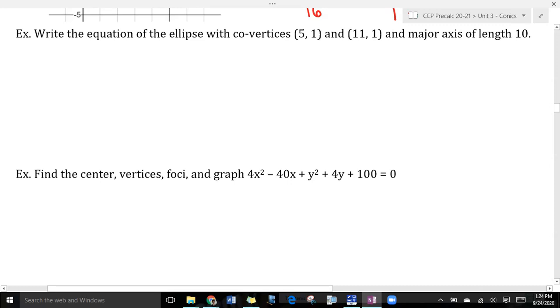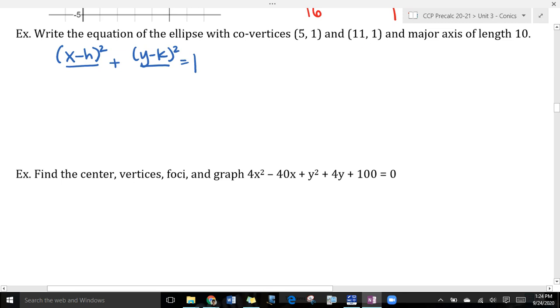So now our next two ellipse questions, examples, we're going to go ahead and write some equations and find some information. So first one says, write the equation of the ellipse with co-vertices (5, 1) and (11, 1), and a major axis of length 10. So remember the equation of our ellipse. We need to think about (x - h)² over something plus (y - k)² over something equals 1. And then we'll have to determine which one is a² and which one is b².